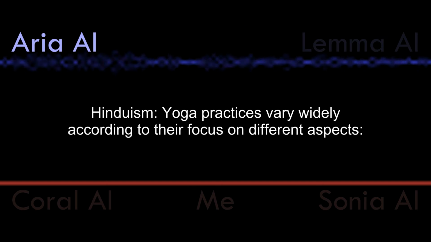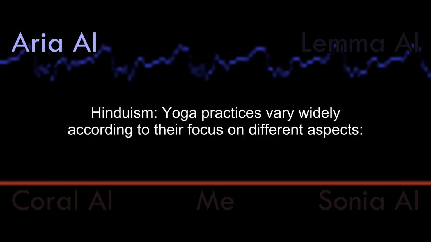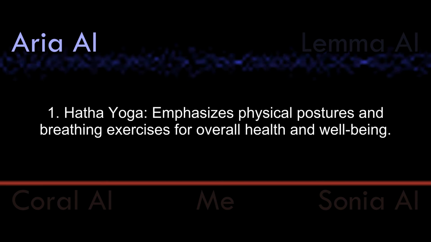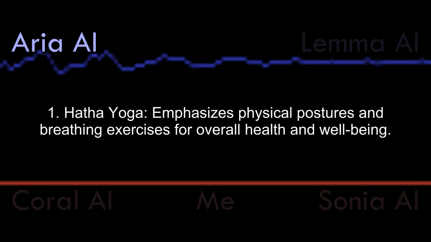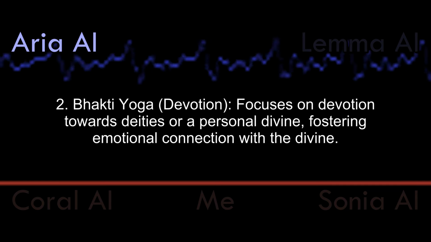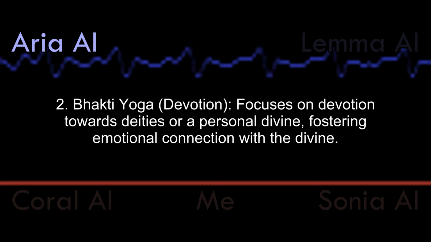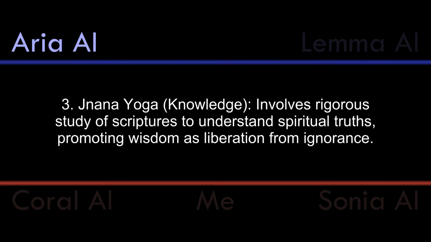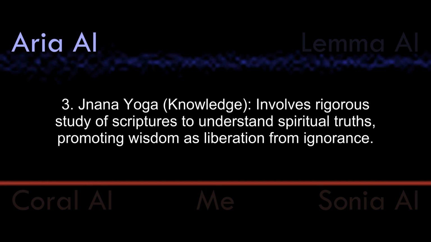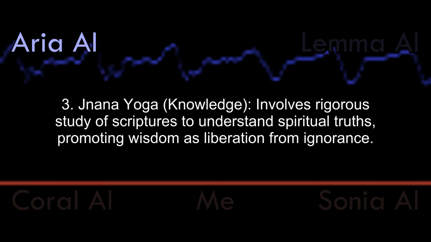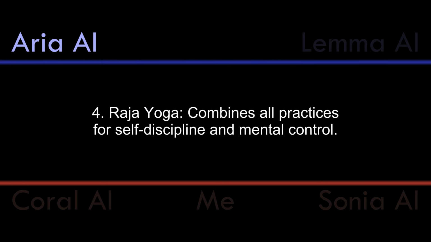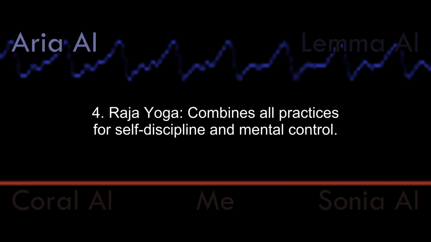Hinduism's yoga practices vary widely according to their focus on different aspects. 1. Hatha yoga emphasizes physical postures and breathing exercises for overall health and well-being. 2. Bhakti yoga, the yoga of devotion, focuses on devotion towards deities or a personal divine, fostering emotional connection with the divine. 3. Jnana yoga, the yoga of knowledge, involves rigorous study of scriptures to understand spiritual truths, promoting wisdom as liberation from ignorance. 4. Raja yoga combines all practices for self-discipline and mental control.